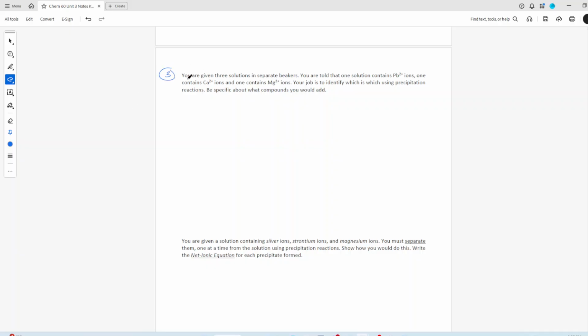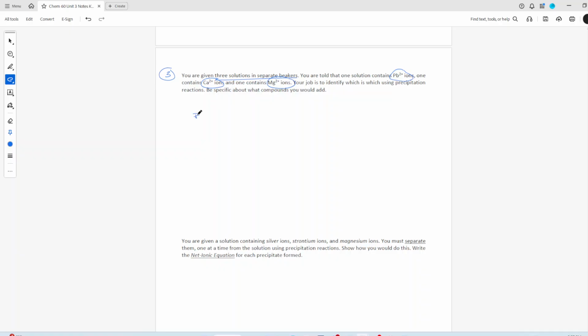In this third one, you're given 3 solutions in separate beakers. You're told that one of them contains lead, one contains calcium, and one contains magnesium. Your job is to identify which is which using precipitation reactions, be specific about what compounds you add, and oftentimes they want to see the net ionic equation as well. So what are we doing here? Well, we have these 3 cations that we are going to add anions to and try to precipitate to identify which one's which. So let's make a little chart.